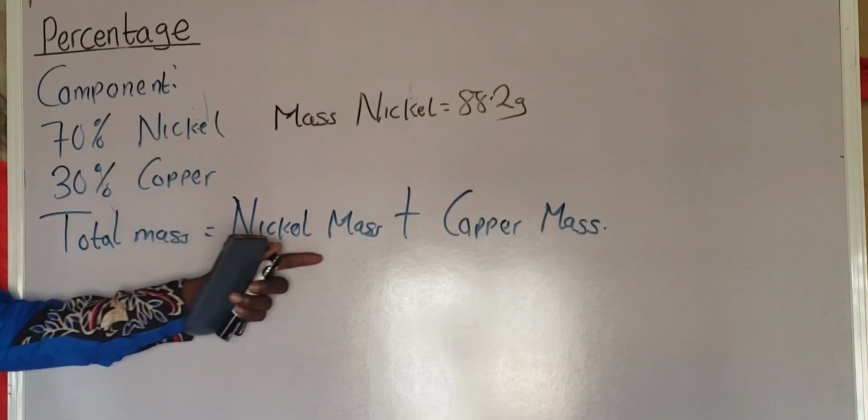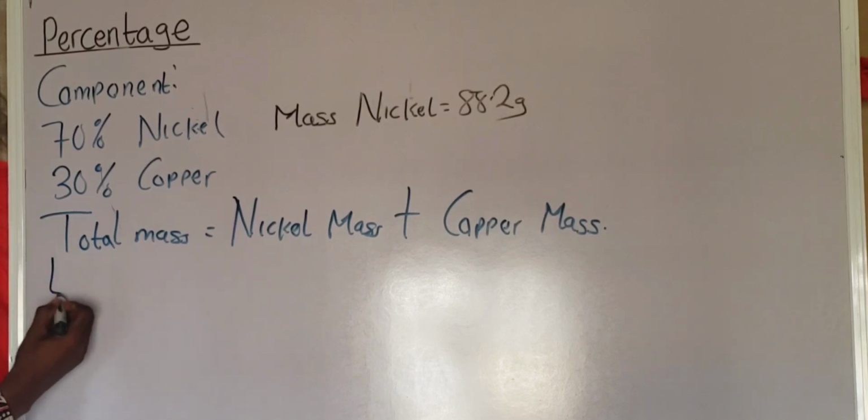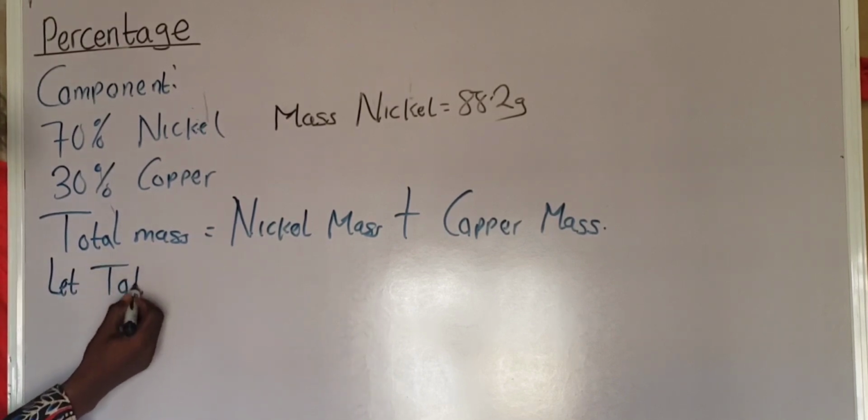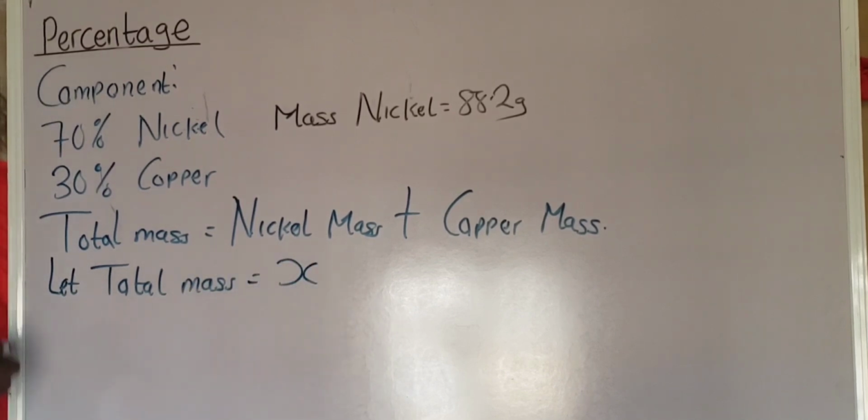Total mass must be equal to the sum of the masses of both nickel and copper. So how do we determine the total mass? Let the total mass be x. Now 70% of the total mass is equal to the mass of the nickel. If you have not watched the first or second class, you might not understand what I'm doing, so I beseech you to watch the previous classes.